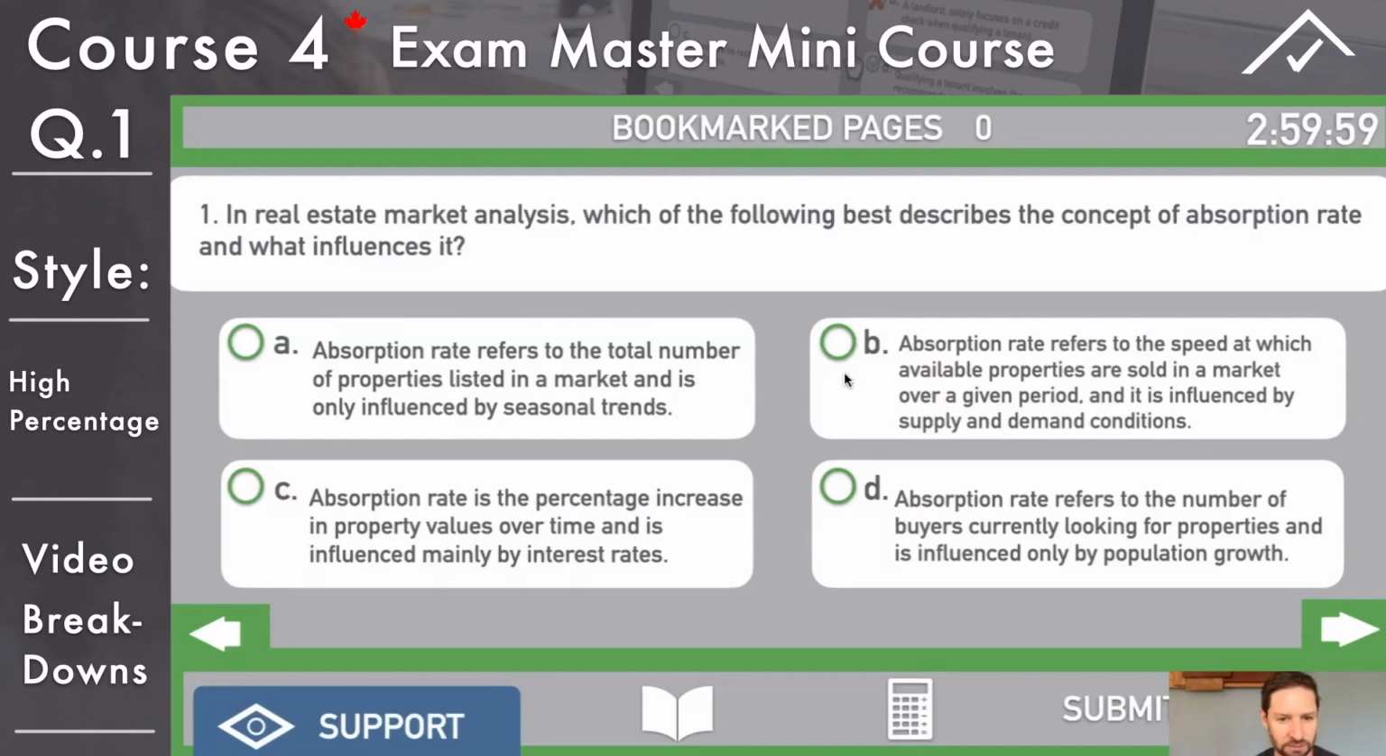C, absorption rate is the percentage increase in property values over time and is influenced mainly by interest rates. This describes price appreciation, essentially, not absorption rate. D, absorption rate refers to the number of buyers currently looking for properties and is influenced only by population growth.